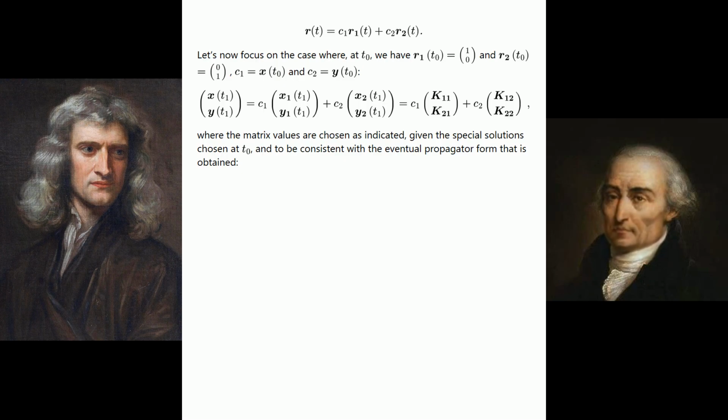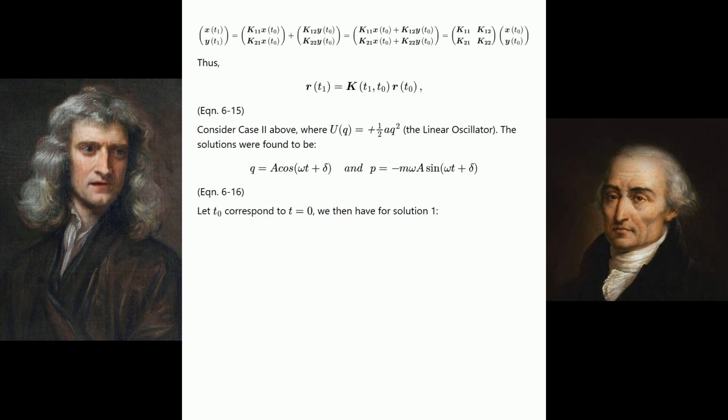See the equation shown, where the matrix values are chosen as indicated, given the special solutions chosen at t sub 0, and to be consistent with the eventual propagator form that is obtained. See the next equation. Thus, see equation 6-15. Consider case 2 above, where u of q equals positive 1/2 a q squared, the linear oscillator. The solutions were found to be, see equation 6-16.